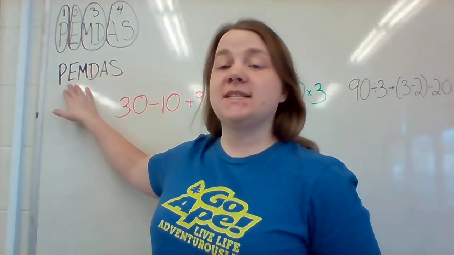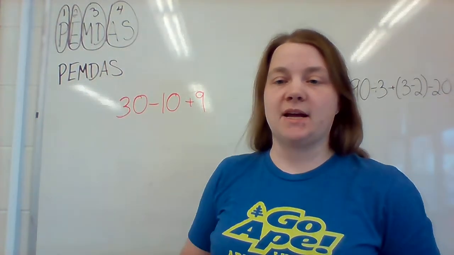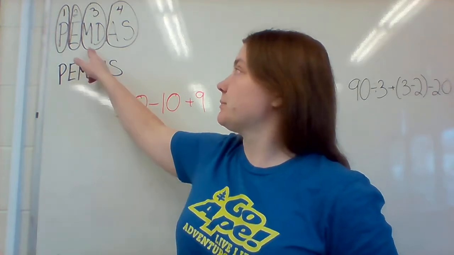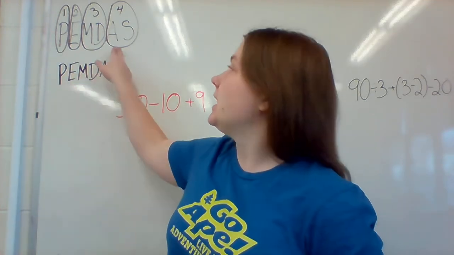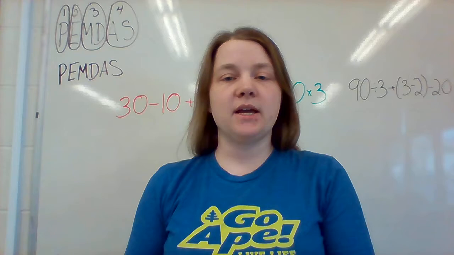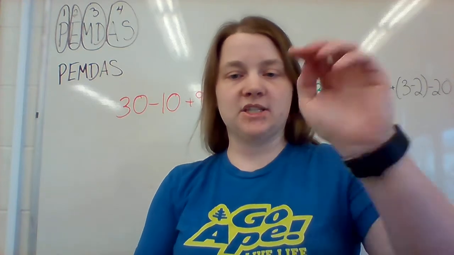Let's take a look at this right here. PEMDAS is 6 letters, but it's actually 4 steps. And you can see we have the parentheses, then the exponents, then the multiplication or division, and the addition or subtraction. So we're going to take a look at this. We have 5 problems that we're going to look at, and we're going to solve some of these problems.